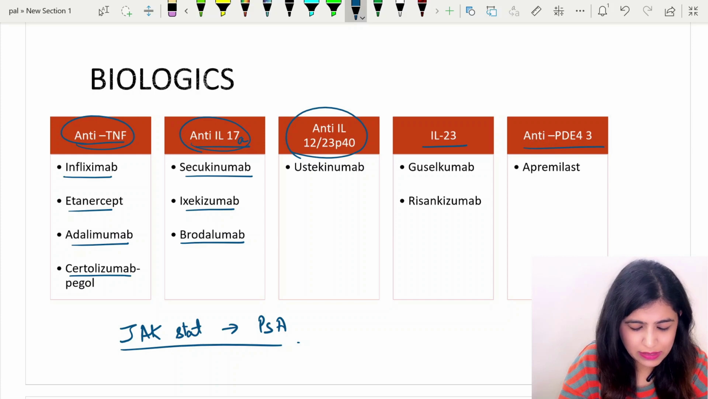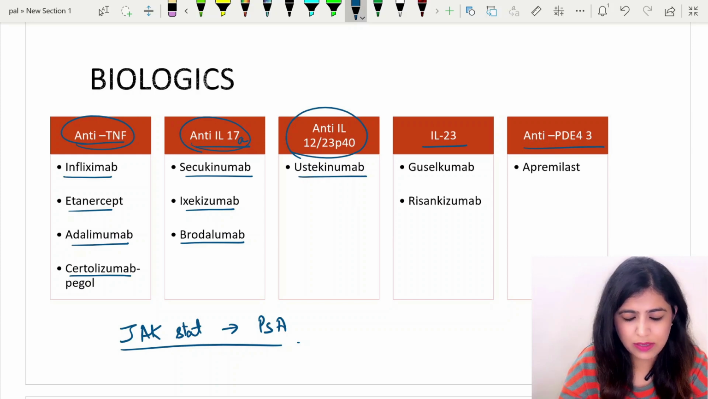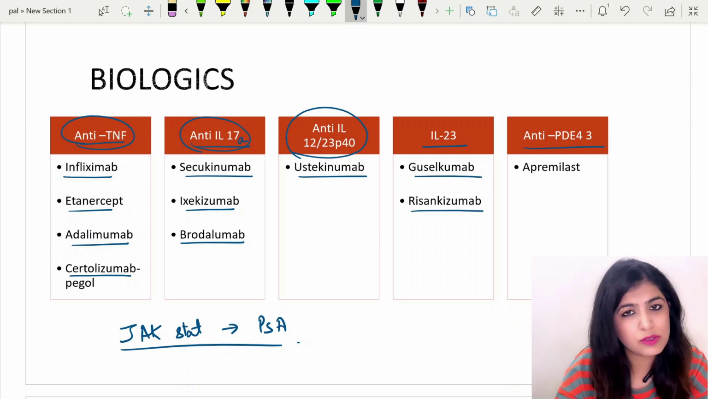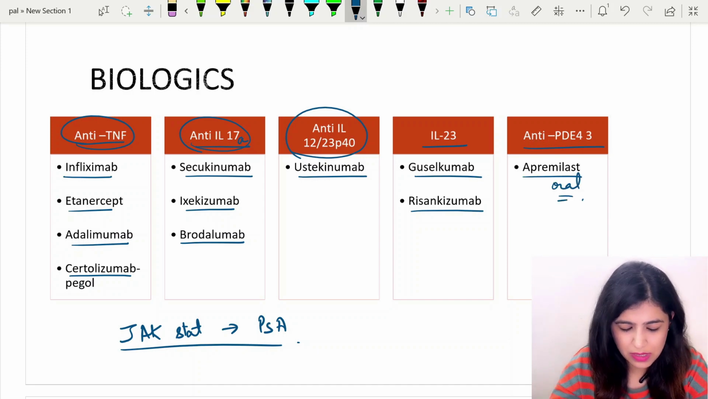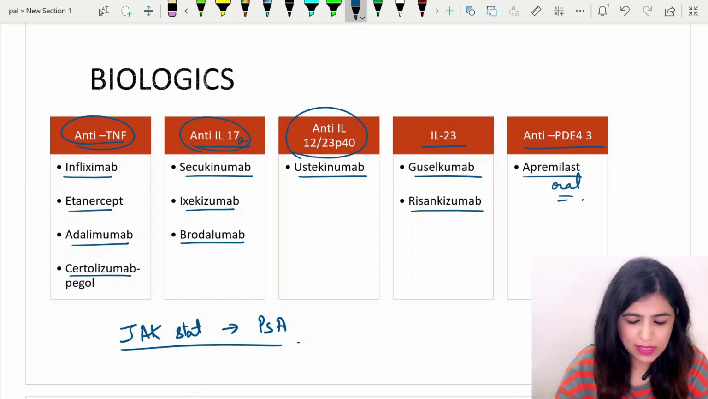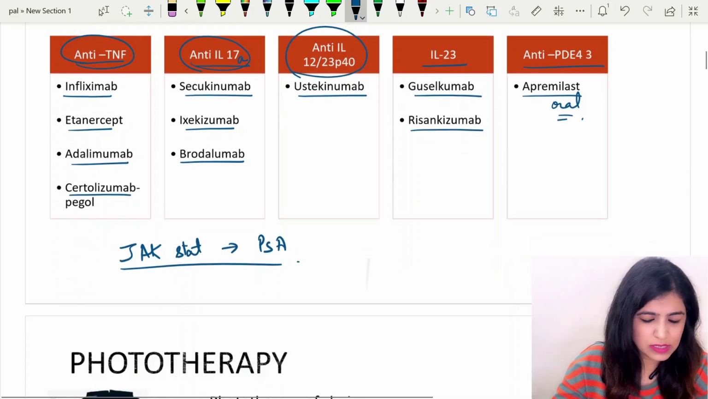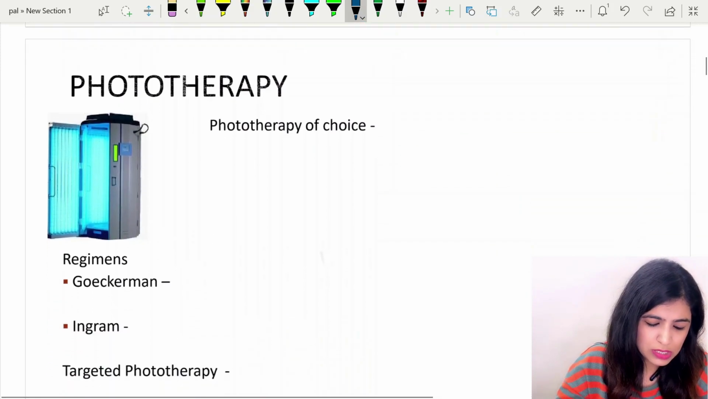Interleukin 12-23 inhibitors like ustekinumab. Then 23 inhibitors like guselkumab and risankizumab. Phosphodiesterase 4 inhibitor given orally in the form of apremilast. So these are the different biologics that can be used in psoriasis, and all of these are potential questions.